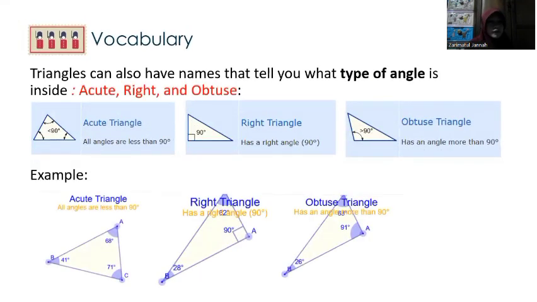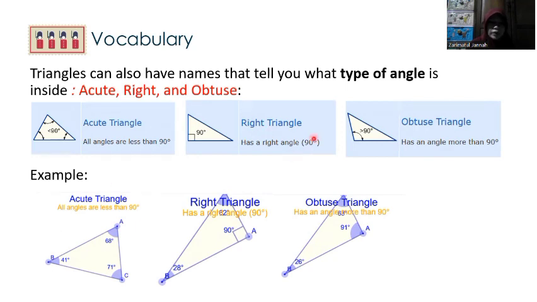Triangles can also have names that tell you what type of angle is inside: acute triangles, right triangles, and obtuse triangles. An acute triangle has all angles less than 90 degrees. Okay, for example, the picture is an acute triangle because all angles are less than 90 degrees.